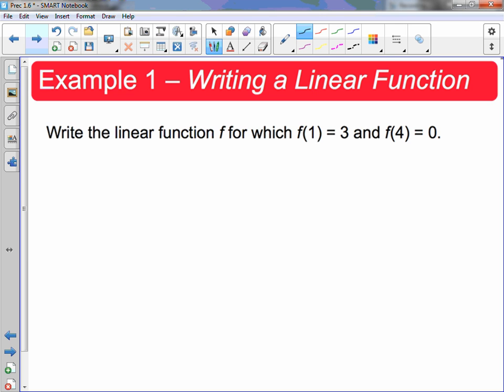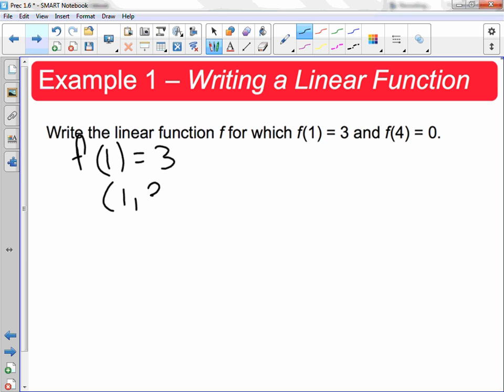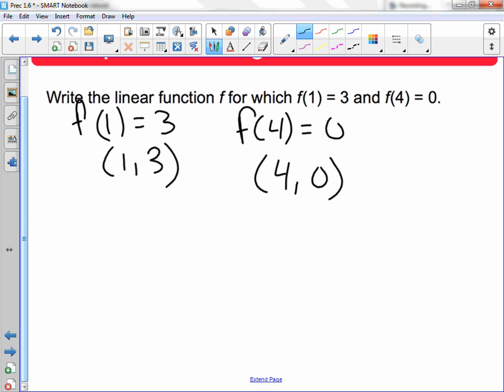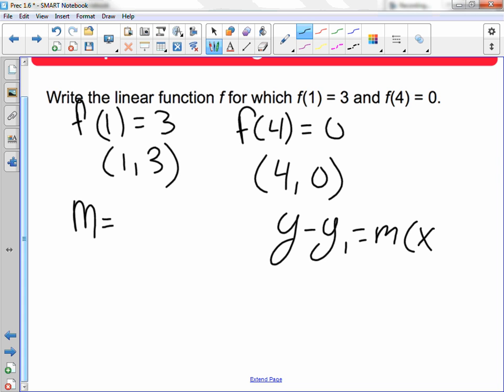So what we can do is use some properties of functions. We can write a linear function given that f of 1 is equal to 3 and f of 4 is equal to 0. So f of 1 equals 3 is really the same thing as saying we have a point 1 comma 3. And when it says f of 4 is equal to 0, it's saying we have a point at 4, 0. If we remember back to what we did a few days ago, we can use the point-slope form. We'll find the slope first and then plug it into this form with one of the points, and we can find the equation of the line.